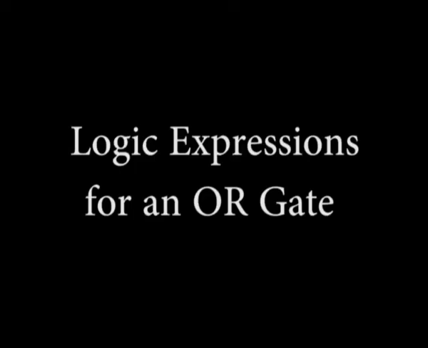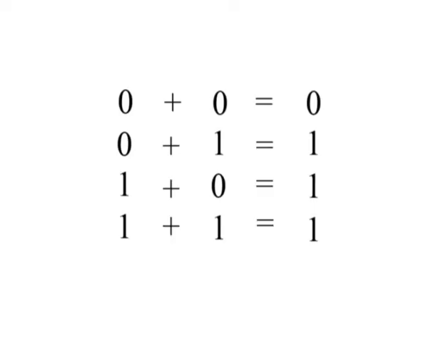Logic expressions for an OR gate. The logical OR function of two variables is represented mathematically by a plus between two variables. For example, A plus B. Addition in Boolean algebra involves variables whose values are either binary 1 or binary 0. The basic rules for Boolean addition are as follows.